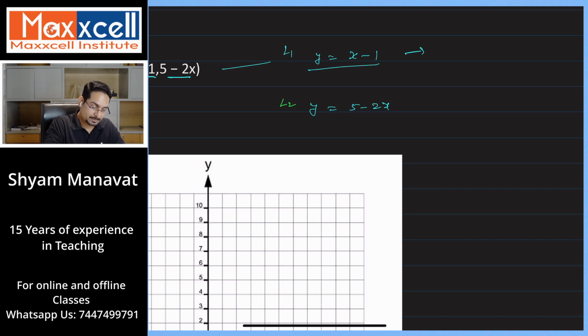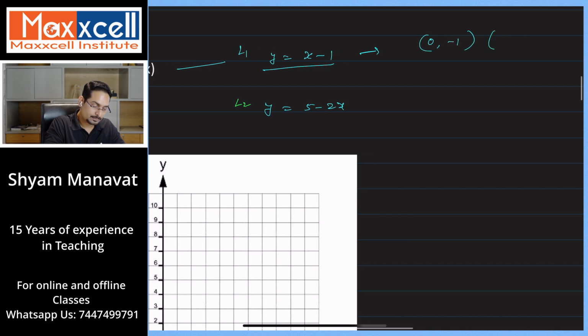So here, if I substitute x equal to 0, I will have y equal to minus 1. And if I substitute y equal to 0, I will have x equal to 1. So this is for L1. The coordinates of L2 will be, if you substitute x equal to 0 here, you will get y equal to 5. And if you substitute y equal to 0 here, you will get x equal to 5 by 2, that means 2.5. Okay, these are the two values.